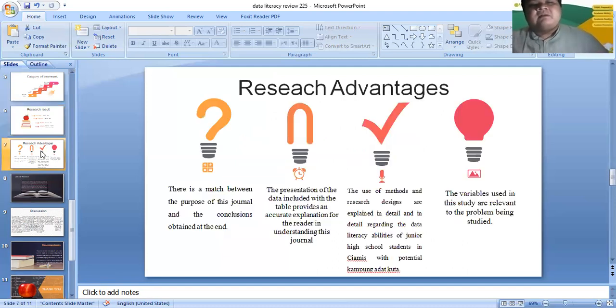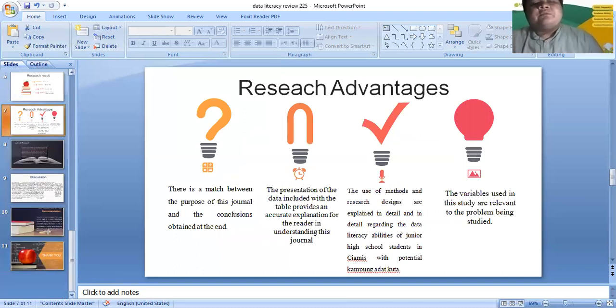Okay. So how about the research advantages? There is a match between the purpose of the journal and the conclusion obtained at the end, and the presentation of the data included with the table provides an accurate explanation for the reader in understanding this journal. The use of methods and research design are explained in detail regarding the data literacy abilities of junior high school students in Ciamis with potential kampung adat Kuta. The variables used in this study are relevant to the problem being solved.